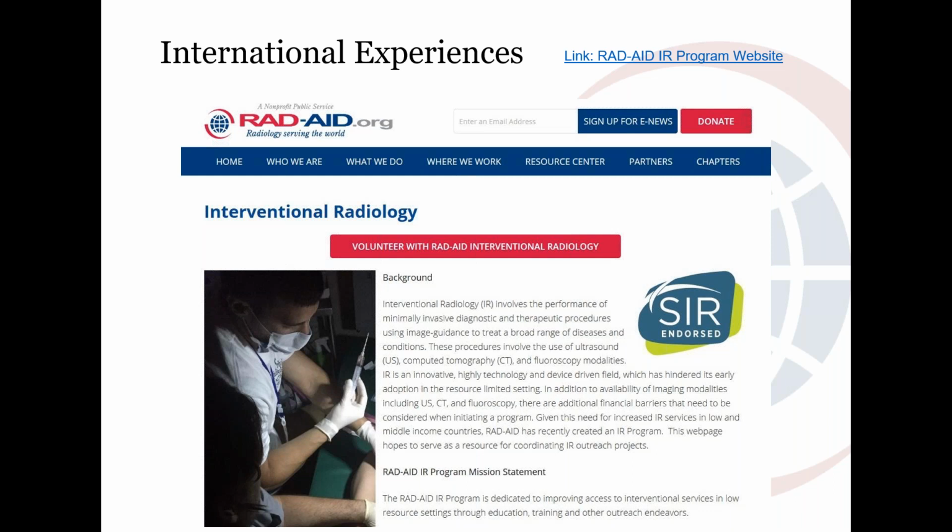But if you go on the RAD-AID IR program website, you can sign up to volunteer here to potentially get into help our RAD-AID Kenya, Vietnam, Ghana, Ethiopia, Nigeria, and all of our other RAD-AID regional programs where we have IR expanding. That's one thing you could do if you're like, well, I want to do an elective, but I don't know where to go.